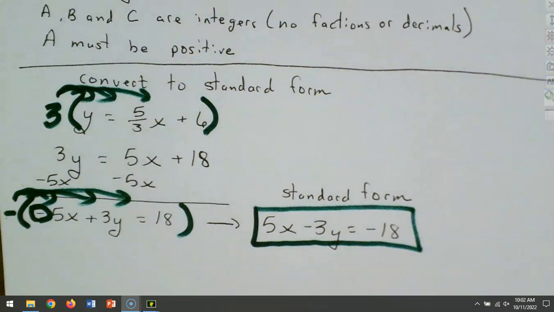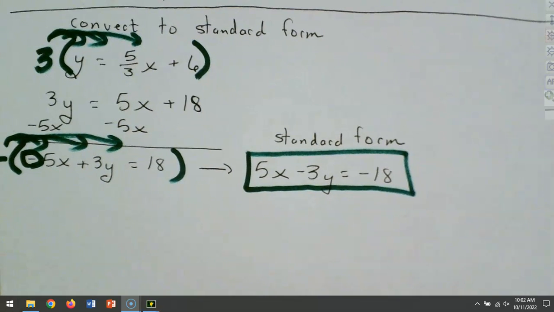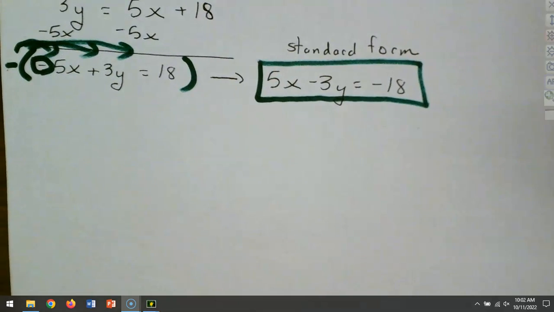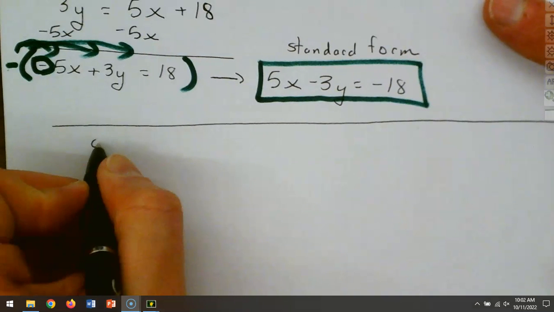Okay, so that's going to be your answer in standard form. Students generally do not struggle at all with slope-intercept because you're used to doing that. Slope-intercept is you just solve it for y. Standard form, the x and the y are on the same side. Make sure the x part's positive and no fractions or decimals are allowed. Let's do one more. And let's convert this one to standard form.